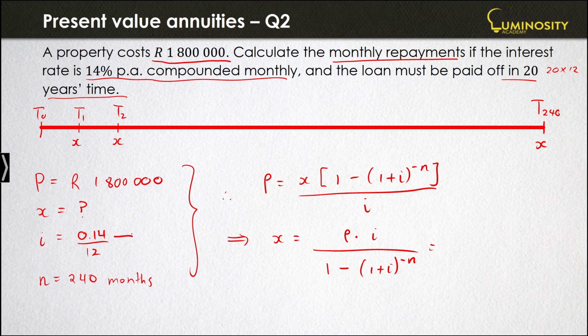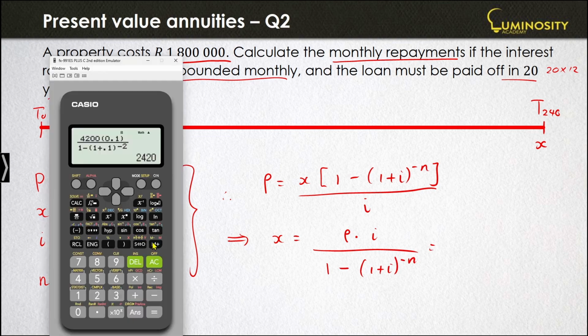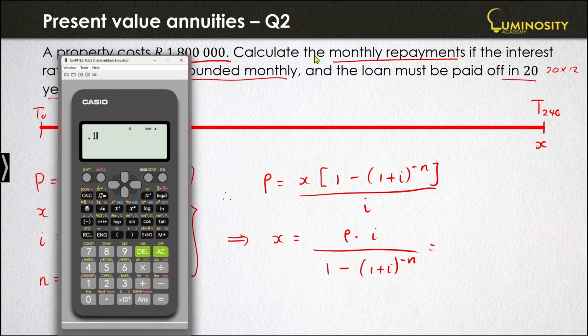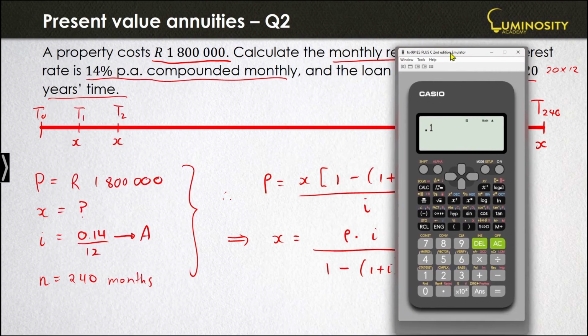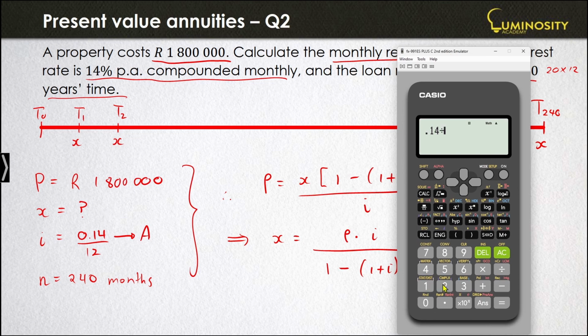Now notice I'm going to put that i into my calculator as A because I don't want to keep typing that value out. So 0.14 divided by 12, and I'm going to go shift store A. So that's in my calculator now as A.